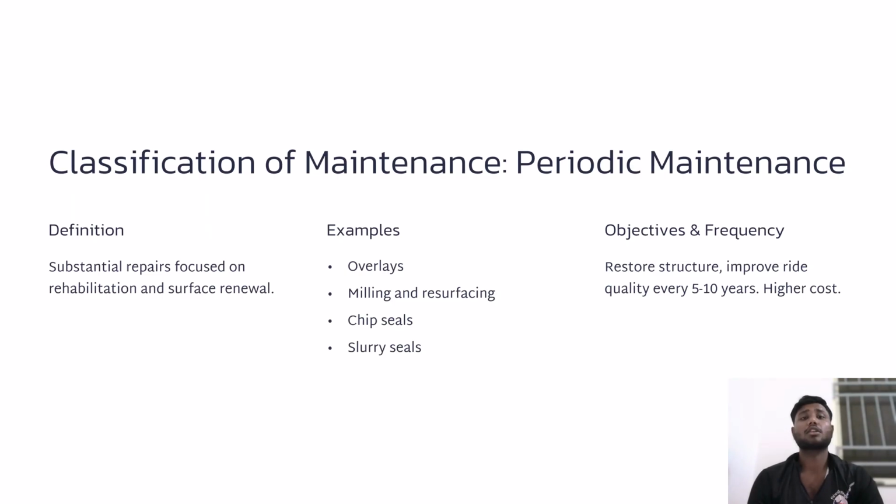Classification of maintenance: periodic maintenance. These are substantial repairs focused on rehabilitation and surface renewal, such as overlays, milling and resurfacing, chip seals and slurry seals. These restore structure and improve ride quality over 5 to 10 years, at higher cost.